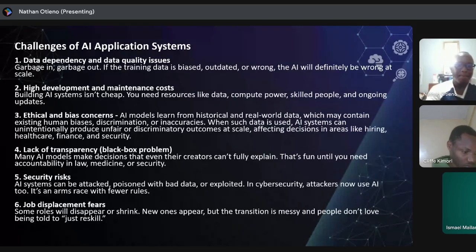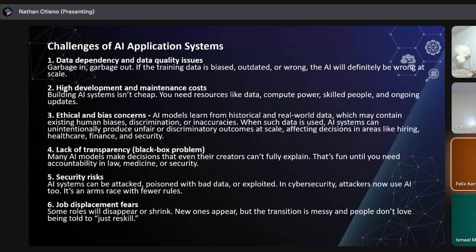Challenges of the AI application systems. The first challenge, data dependency and data quality issues. Garbage in, garbage out. If the training data is biased, outdated, or wrong, the AI will definitely be wrong at scale. Second one, high development and maintenance costs. Building AI systems isn't cheap. You need resources like data, computer power, skilled people, and ongoing updates.